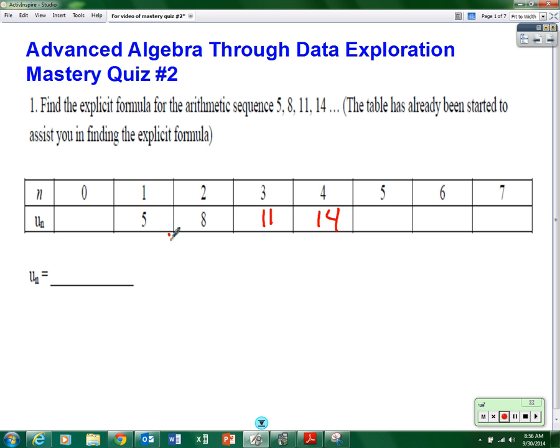5 to 8, well, that would be up 3. 8 to 11, that is up 3. Okay, remember this is arithmetic. Arithmetic means we are adding. So here it's add 3 again.